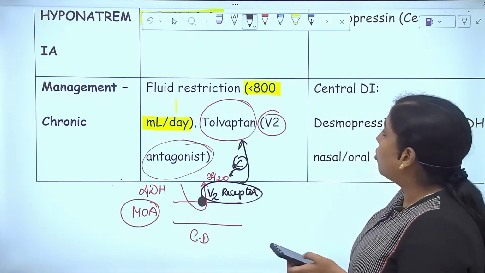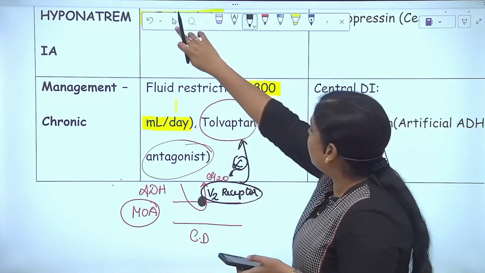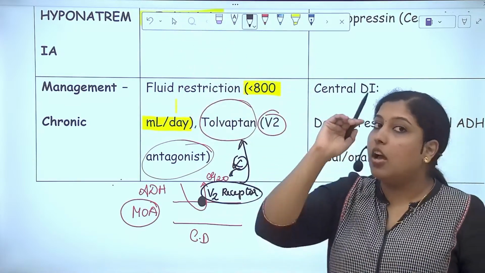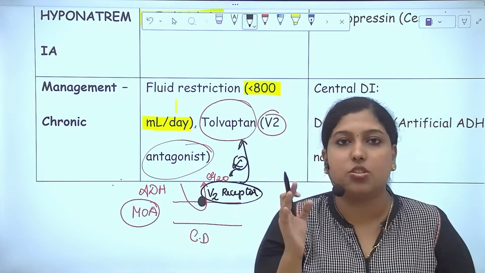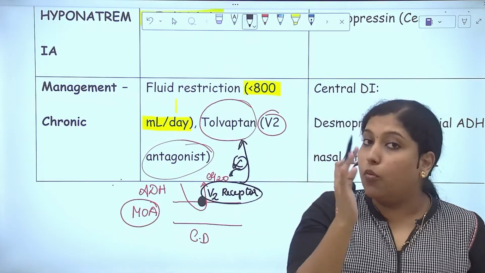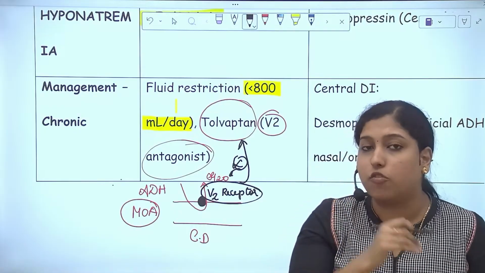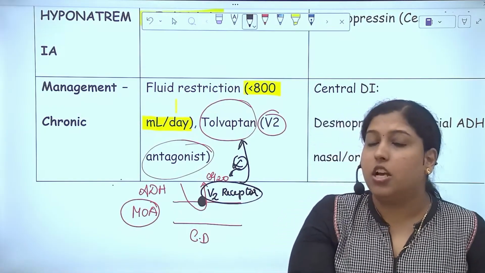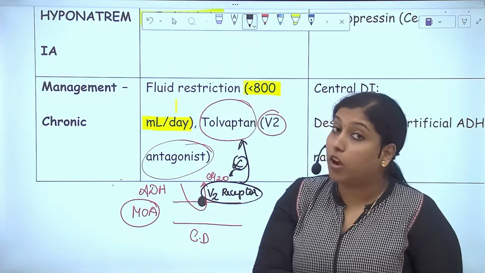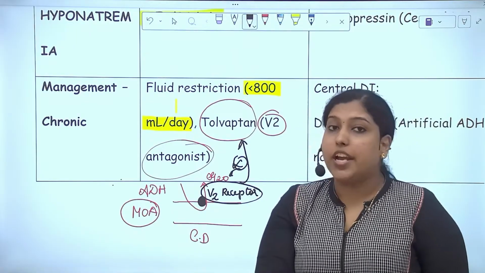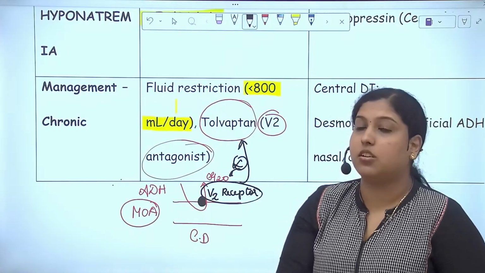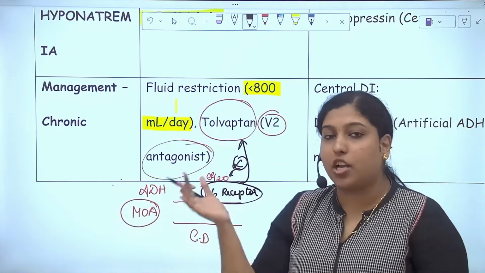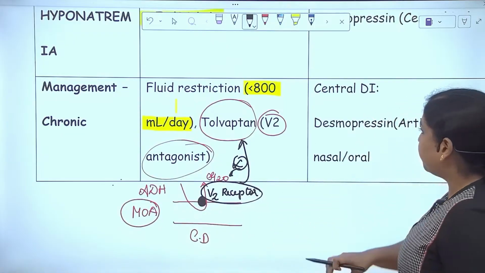Okay. So coming back to the management, just remember these questions. What is the diagnostic test for SIADH? It is the water loading test. And what is the drug of choice in managing chronic SIADH? It is tolvaptan. What is the action of tolvaptan? It is a V2 receptor antagonist. Agonist means which is promoting. Antagonist means which is preventing.